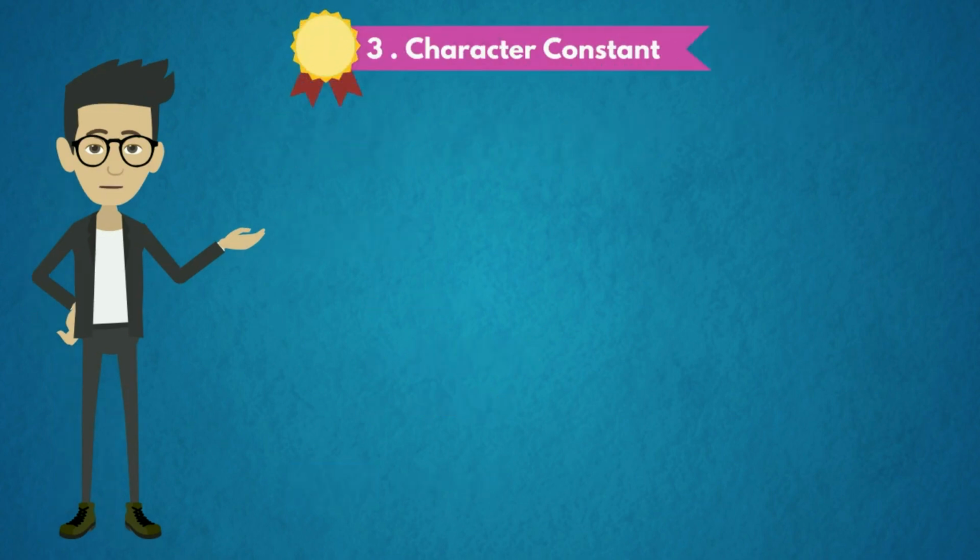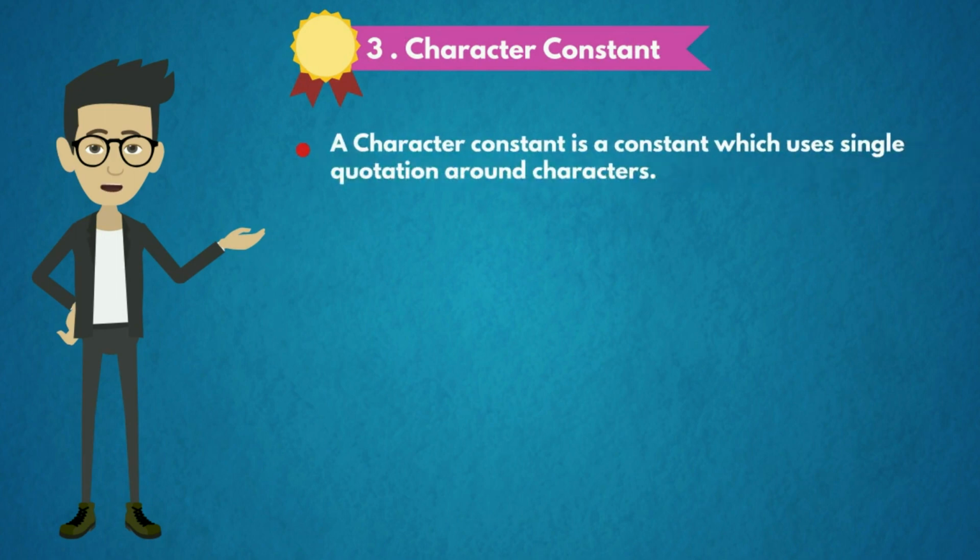The third type is character constant. A character constant is a constant which uses single quotation marks around characters. For example, single quote A, single quote S, single quote L, single quote T.